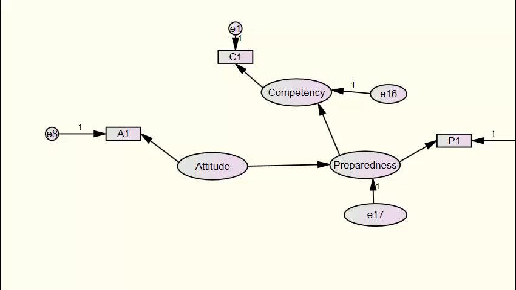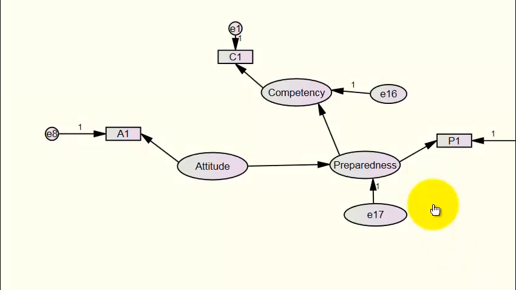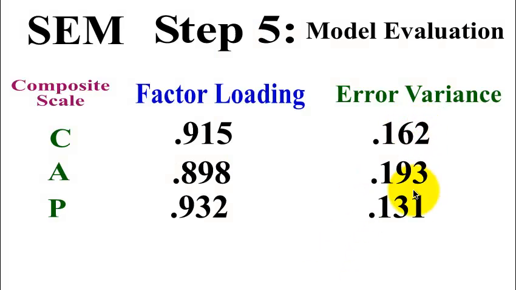So now what we're going to do is substitute these values. Let me click my hand here. We're going to substitute these values with these values. The arrows that load onto the items are going to be these values. Let me pull this up again. The actual error terms are going to be the error variance values that we calculated here. Let me show you how you do that.